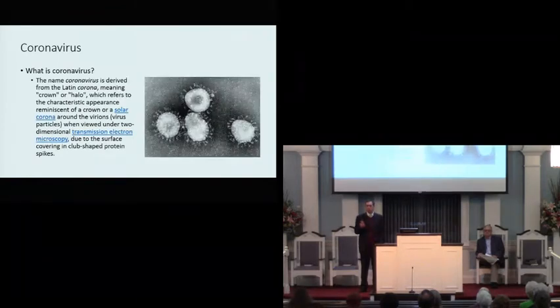So what's a coronavirus? A coronavirus was given the name because when they looked at it with a scanning electron microscope, it had this halo around it. And so it looked like a crown, or the corona, if you're familiar with the light effect that you can see up north. And so that's why they called it a coronavirus.